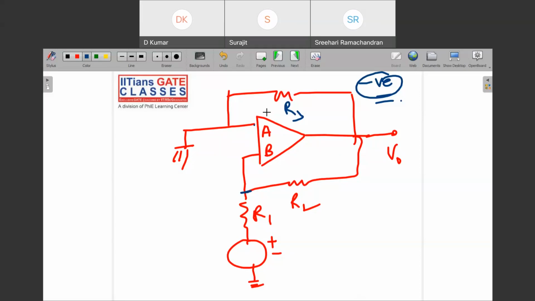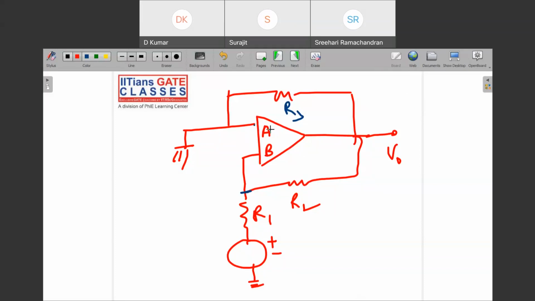See, most of the places you might have seen, or most of the teachers might have taught you, that whenever we take the output and connect to any terminal, like the positive terminal or negative terminal, that gives you the feedback, right? Am I correct? Yes, sir. But that is wrong. Actually, that is wrong.